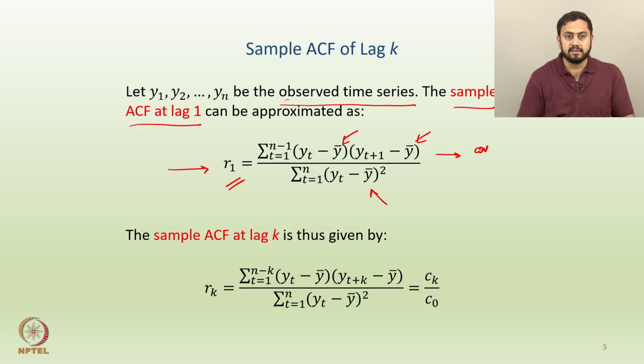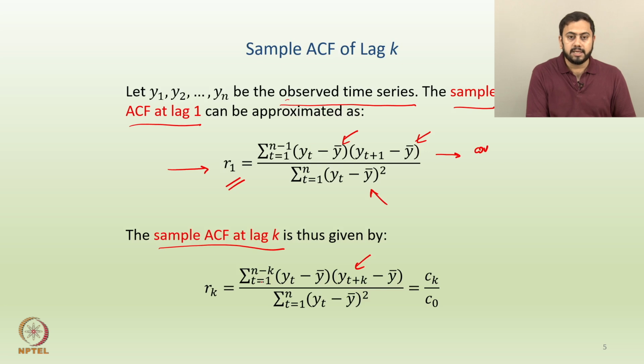So, R1 stands for the sample ACF at lag 1, and similarly one can very easily extend this to any other lag. Let us say the sample ACF at lag k would be just a small extension, so Rk, and notice where exactly you see the difference. You see the difference here, because now we want to find the sample ACF at lag k directly. So, instead of yt plus 1, we have replaced that by yt plus k, alright.